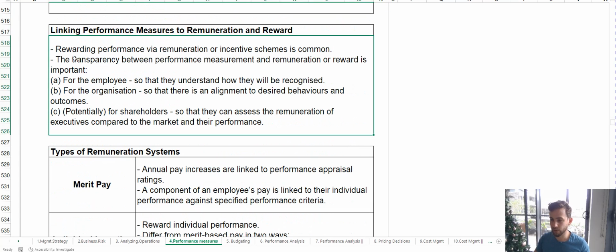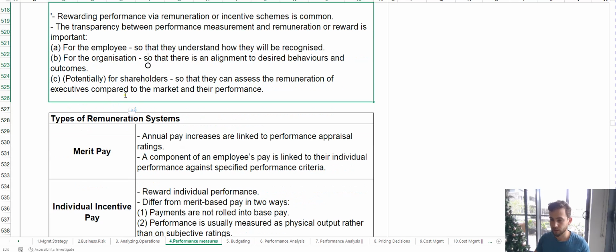So a very common way companies reward performance is via remuneration or incentive schemes. It's very common. So the transparency between performance measurement and remuneration or reward is very important. For the employee, it's important so that they understand how they will be recognized. For the organization, it's so that there is an alignment to the desired behaviors and outcomes. Potentially for shareholders, so that they can assess the remuneration of executives compared to the market and their performance as well.